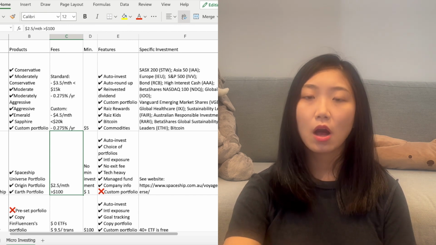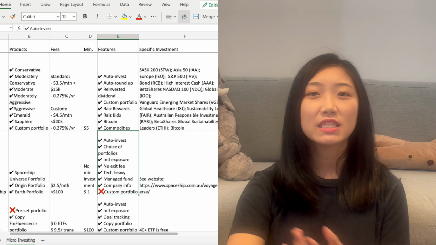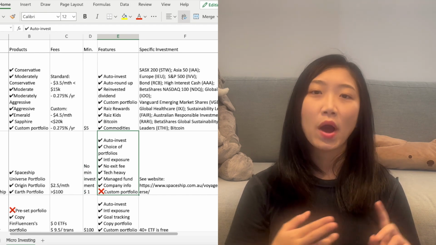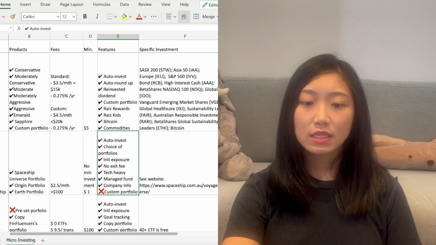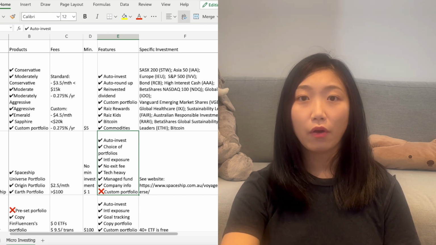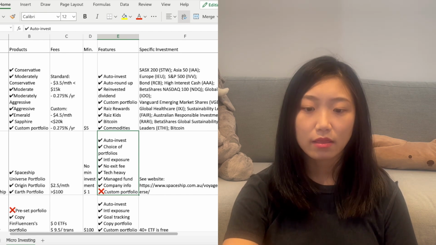It gives you all of the company information on the ones that they invested in, and why they are choosing this particular company, some of the risks, why they like it, and a brief description of the company. It doesn't allow you to customize your portfolio at the moment, so that's one of the features that's different from Raiz at the moment.